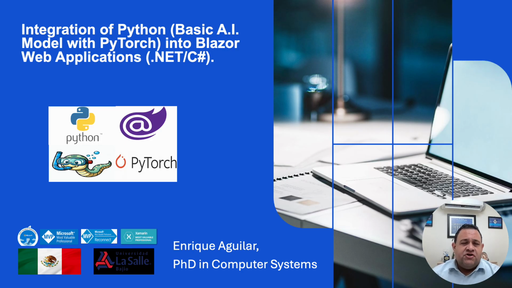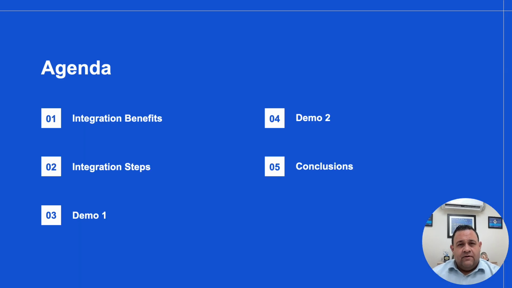And today I'm going to show how to integrate the Python code that includes some basic AI model with PyTorch into a Blazor Web application using C#.NET. This is the agenda for today. First, we'll look at the benefits of the integration, then the steps involved, followed by a basic demo. After that, we'll move on to demo 2, which includes AI, and finally the conclusion. Don't worry about the code. It will be available on GitHub.